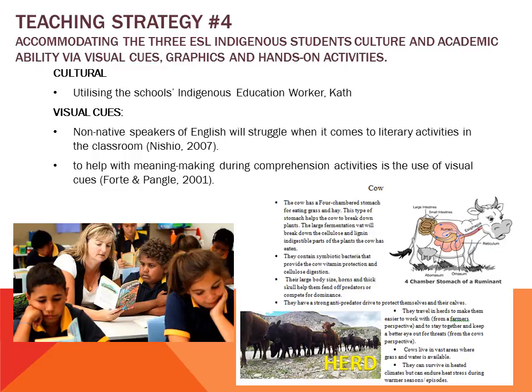Nishio 2007 states that non-native speakers of English will struggle when it comes to literary activities in the classroom. Therefore, the ESL Indigenous students are accommodated for with placement in the low literacy group during Lesson 6's reading rotations to cater for their low level of reading ability, English language skills and development. Fort and Pangle 2001 believe ESL students struggle with reading in English as their natural tendency is for the reader to translate the words into their native language in their head as they read, therefore slowing them down as they focus on individual words as opposed to overall meaning of the text.